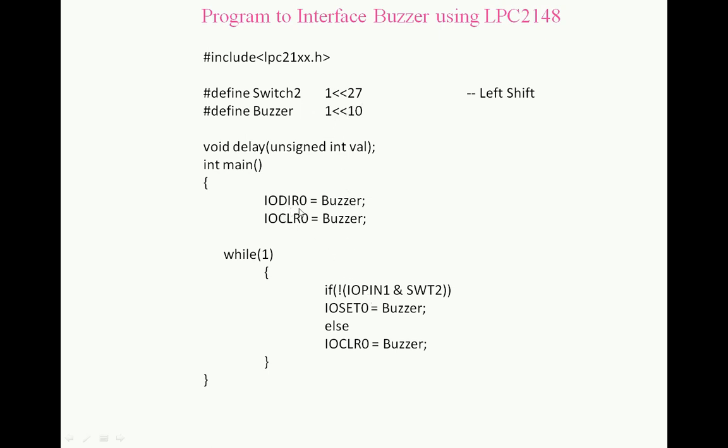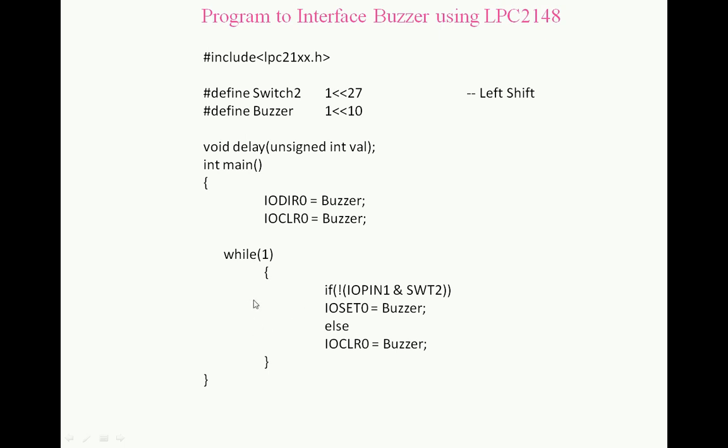So I want to use those things in the program, that's why I am defining like this. So IO direction 0 is equal to buzzer. The buzzer is already the 10th pin as 1. So that's why the port 0 10th pin we are making as the output pin by using this. And IO clear 0 is equal to buzzer means the 10th pin of port 0 we are making clear. That is, at the very start the buzzer is in the off state.